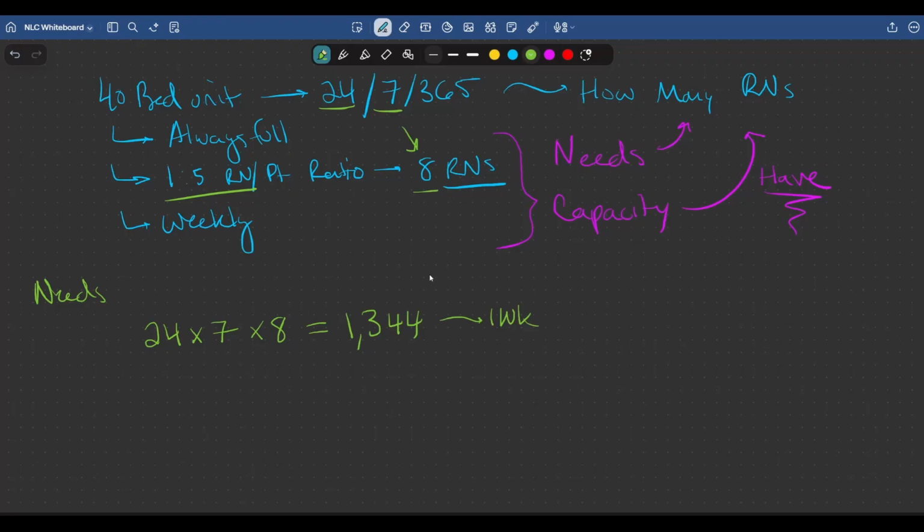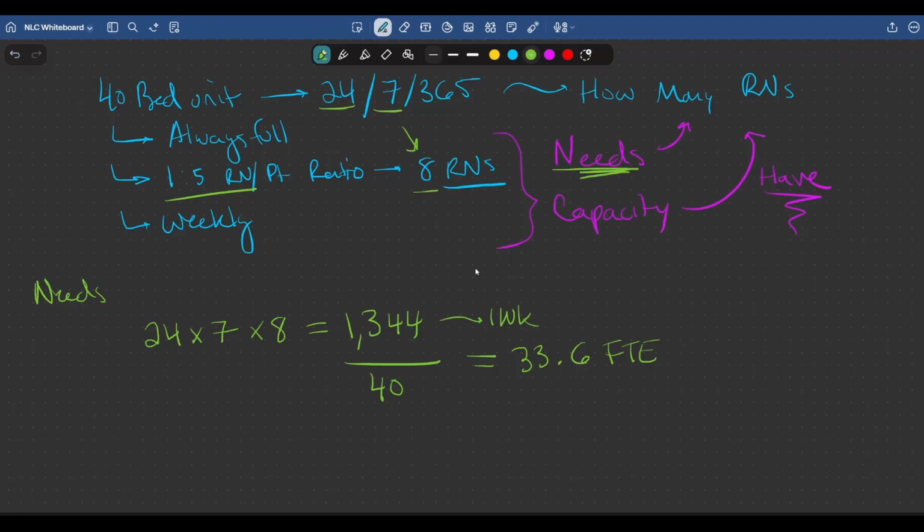So how do we turn that into FTE? Well, pretty simple. We just divide 1,344 by 40. That gives us our FTE of need, which is 33.6 FTEs. That is our needs.